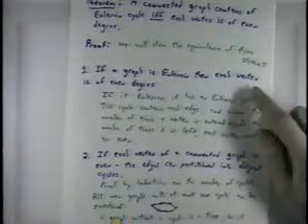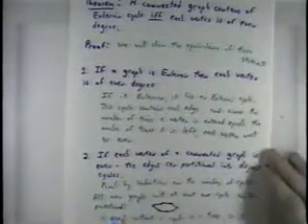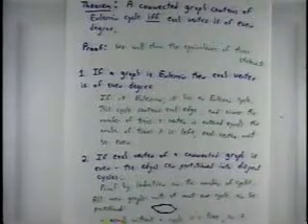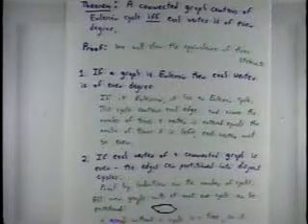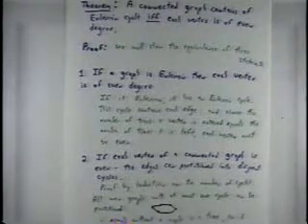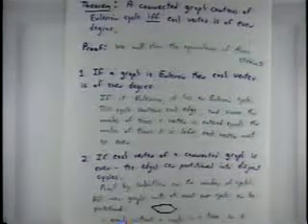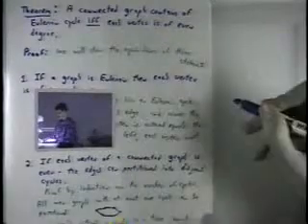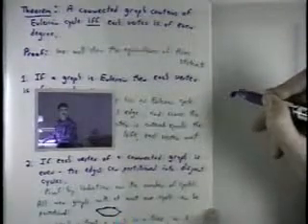Okay, so now let's try to prove the first statement. If a graph is Eulerian, then each vertex has even degree. Well, the reason why each vertex must have even degree is because we don't want to get stuck at a vertex. So we can view this statement as follows. So here's a vertex.